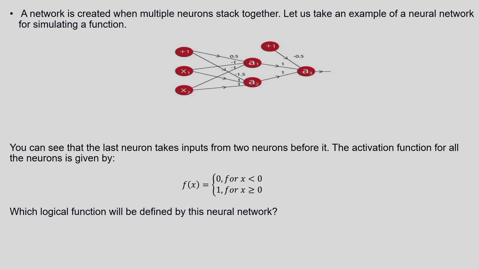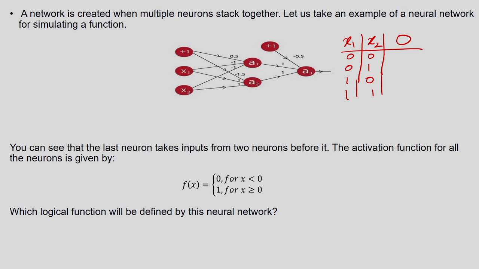So, for this question let us take some inputs x1, x2, and the final value will be, let us say, O. So, we give 0 0, 0 1, 1 0 and 1 1. What will we find from this output?